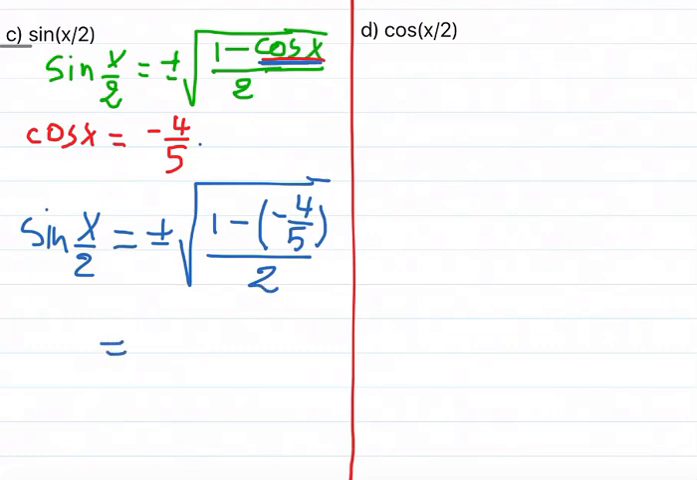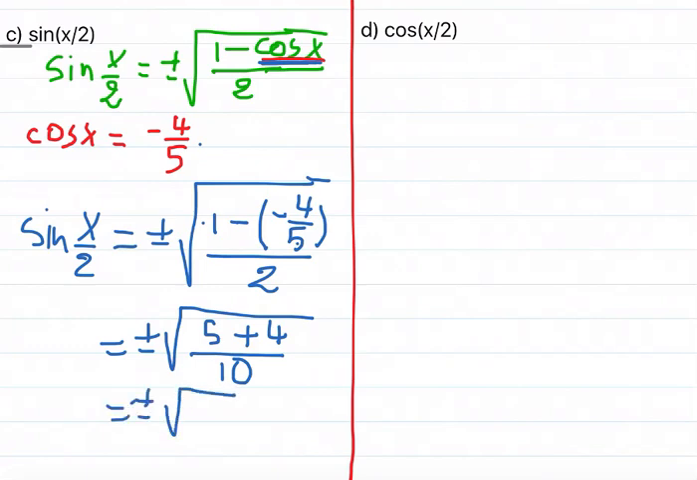Simplify this to get plus minus square root. Now minus and minus is plus, so that gives me plus. Then 5 plus 4 over 5, and then over 2 makes it over 10. So this equals plus minus square root of 9 over 10. Now what is the sign? Is it plus or minus?